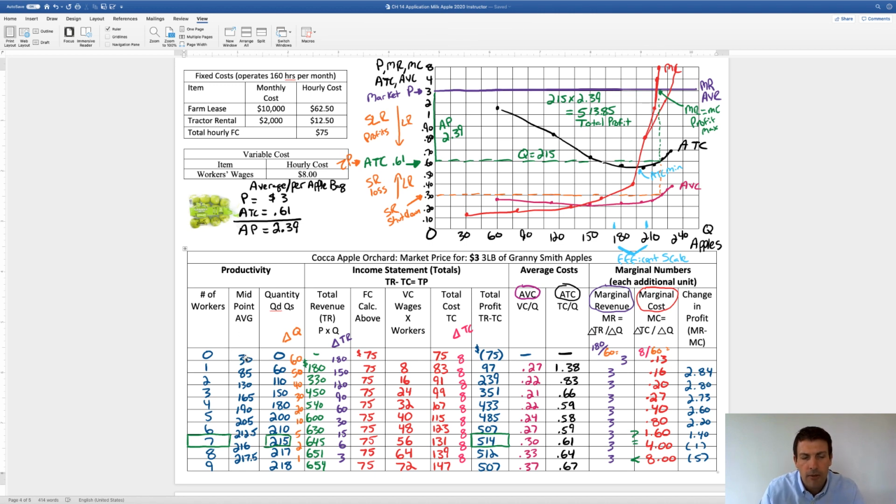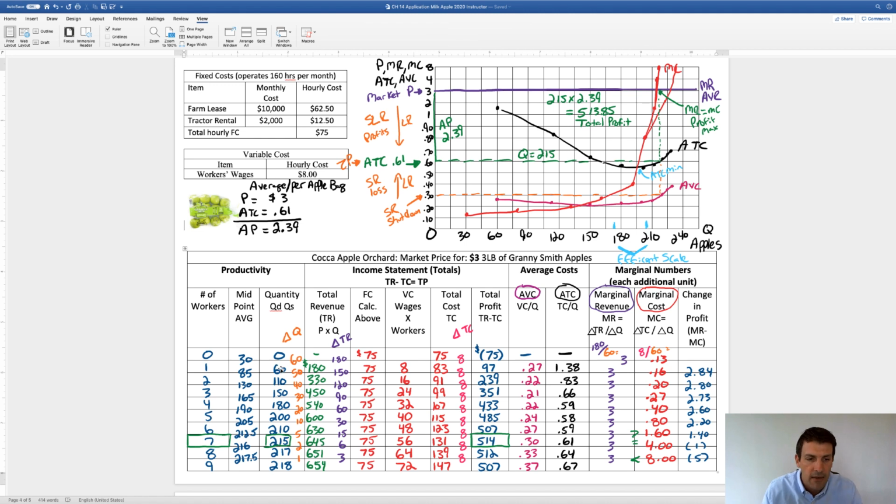The midpoint, remember, you only need the midpoint when you graph your marginal numbers. So when I graph my marginal revenue curve and my marginal cost curve, I need to use the midpoints for my graph to be accurate. The midpoint is very similar to the average. It's just the point between 0 and 60. So you can obviously see that between 0 and 60, the midpoint would be 30.